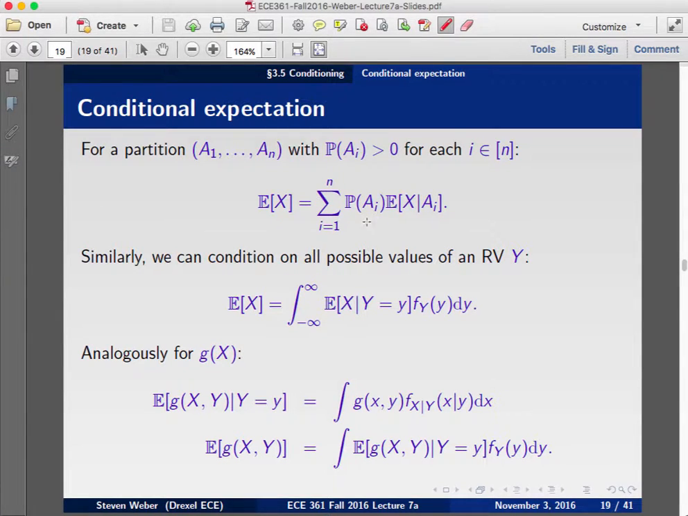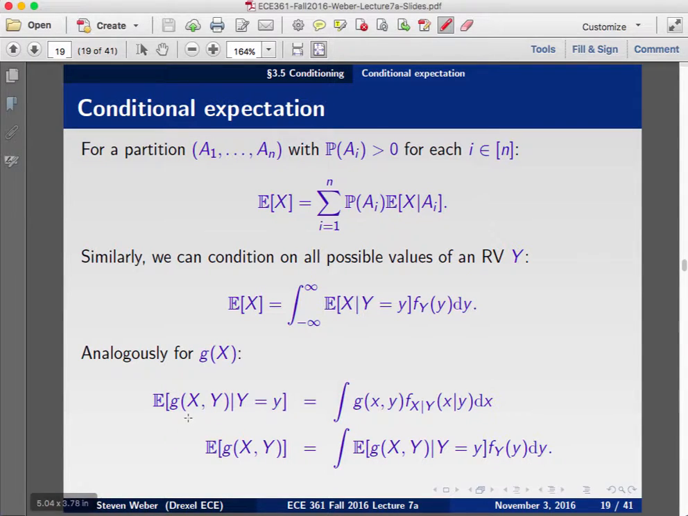Similarly, I could condition on all possible values of a continuous random variable Y. So if I want to know the expected value of a complicated random variable X, and that's too hard by itself, I can always condition on the value of a related random variable Y, and then for all possible values that Y might take, I look at the expected value of X given that capital Y equals little y, weighting it by the probability density function for Y. And this conditional expectation is precisely what we provided the formula for on the previous slide. And of course, I can extend both of these ideas to functions g of x and y.